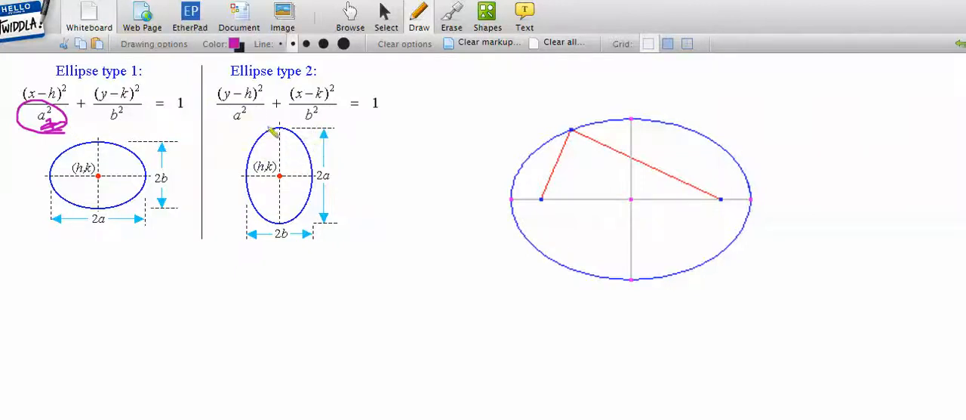So I'm having a little trouble with my pen. So here, my a squared is under the y, which tells me that it's going to be a vertically aligned ellipse. Okay, so basically then, you should be familiar with the fact that this minus h and minus k has to do with the center, (h, k). That should be familiar to you.